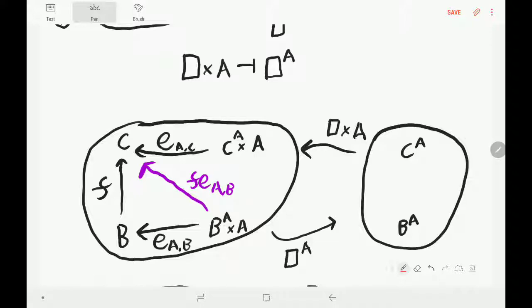But the basic idea is like this. We have this arrow f from B to C, and we want to construct an arrow which we could call f to the power of A, the exponentiation of f. Okay. So how are we going to do this?